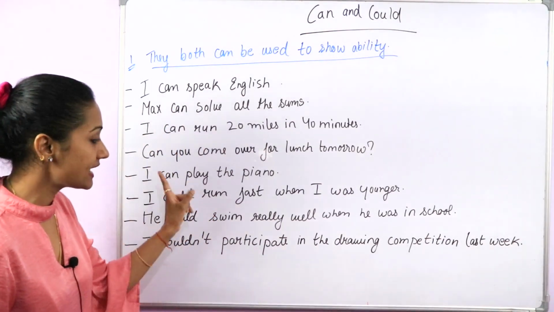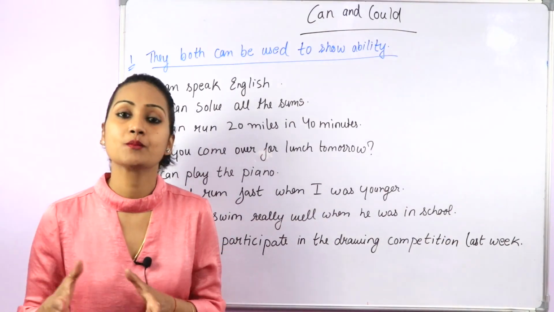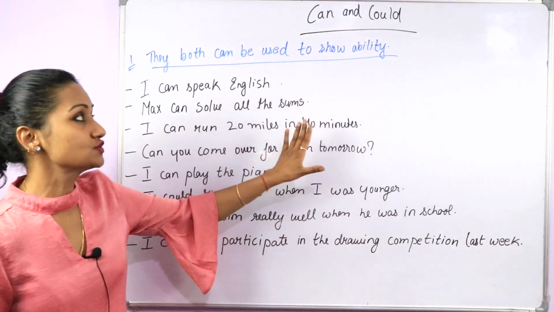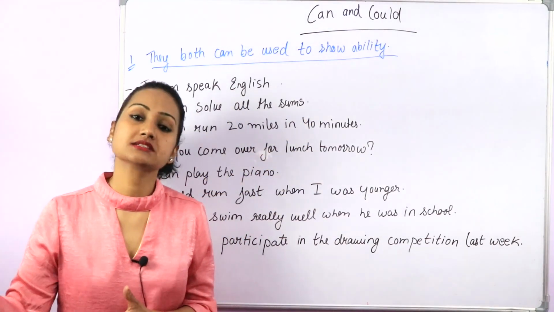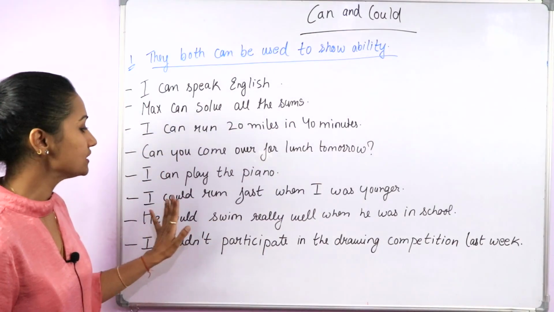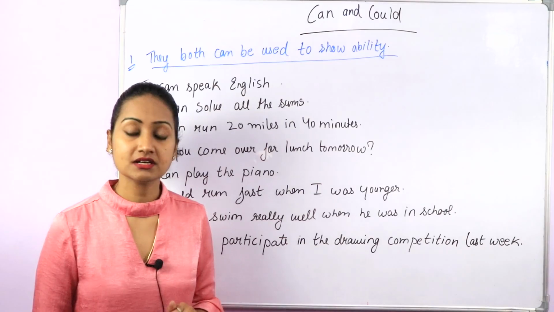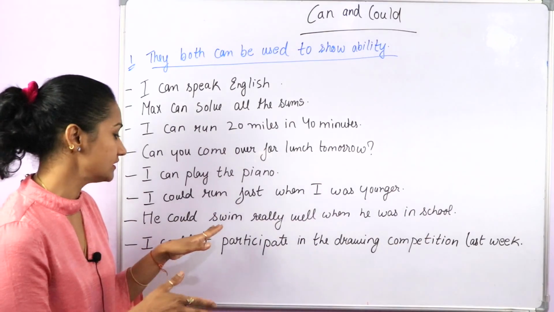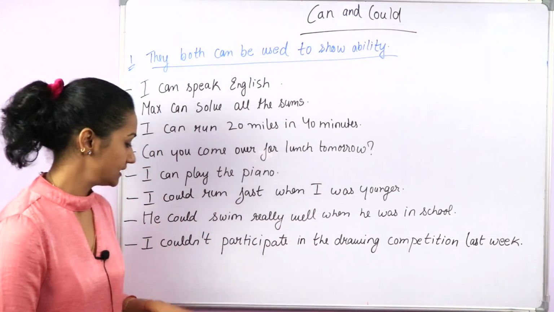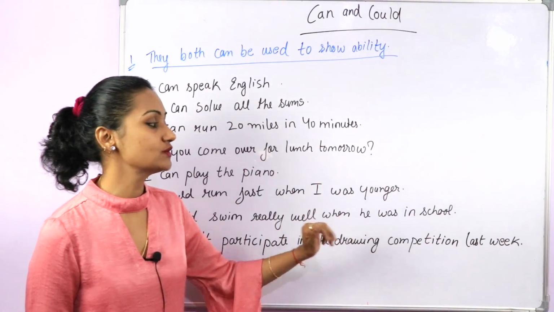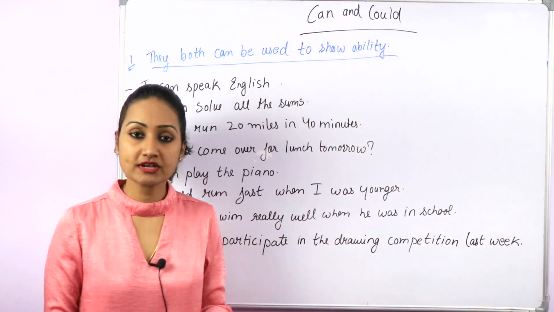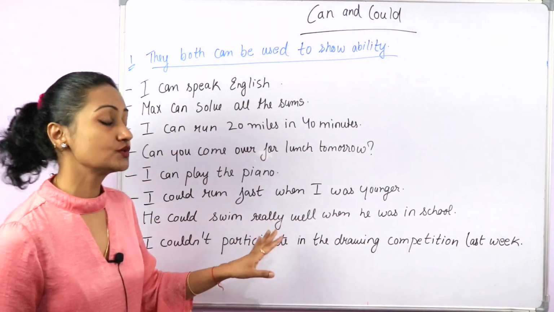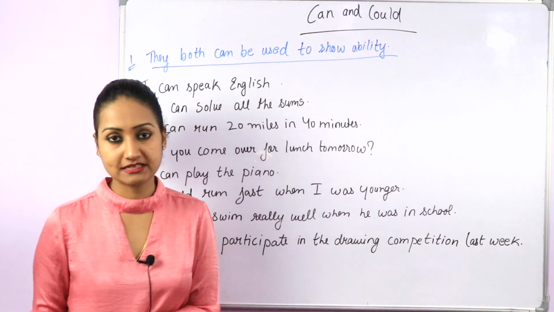Okay, so we can use can when we are talking about ability in present, and could is past form of can, and in this situation we use could to talk about past ability. For example, I could run fast when I was younger. Right now or today I can't run at all, but when I was younger, I could run really fast. He could swim really well when he was in school, but now in present he cannot. But in past he could swim really well. So this shows past ability.